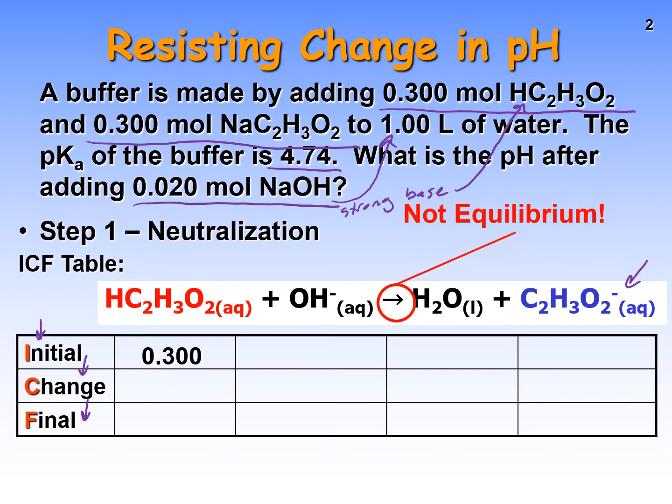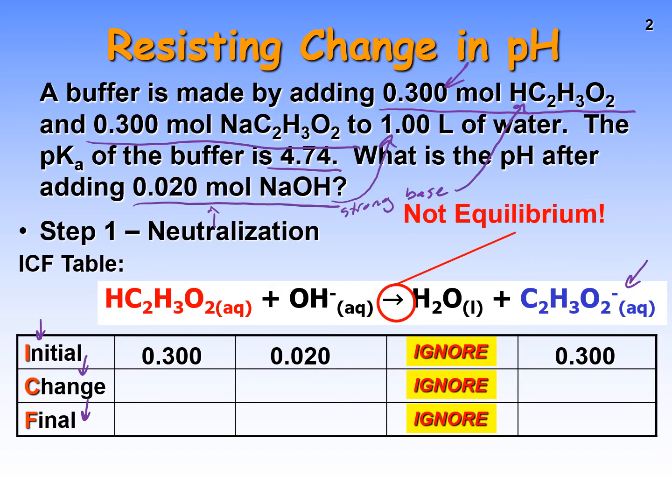So I'm going to put in my initial moles here. I know that I have 0.3 moles of acetic acid because I was told that in the problem. I also know that I added 0.020 moles of NaOH. Again, told it right here in the problem. We don't really care about water. Again, it's neutral. It's not going to affect pH. And we were also told that we had 0.3 moles of sodium acetate, or just acetate in this case, is what we care about.